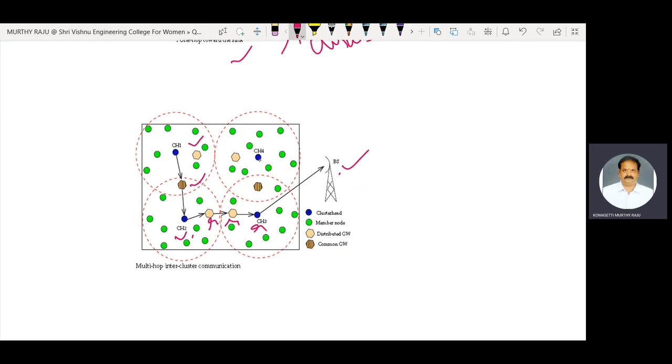Instead of CH1, CH2, CH3, and CH4 all sending information to the base station, CH1 sends information to CH2 through the common gateway node, and CH2 sends information to CH3 through the distributed gateway. Then CH3 sends the information directly to the base station. This is called multi-hop inter-cluster communication.